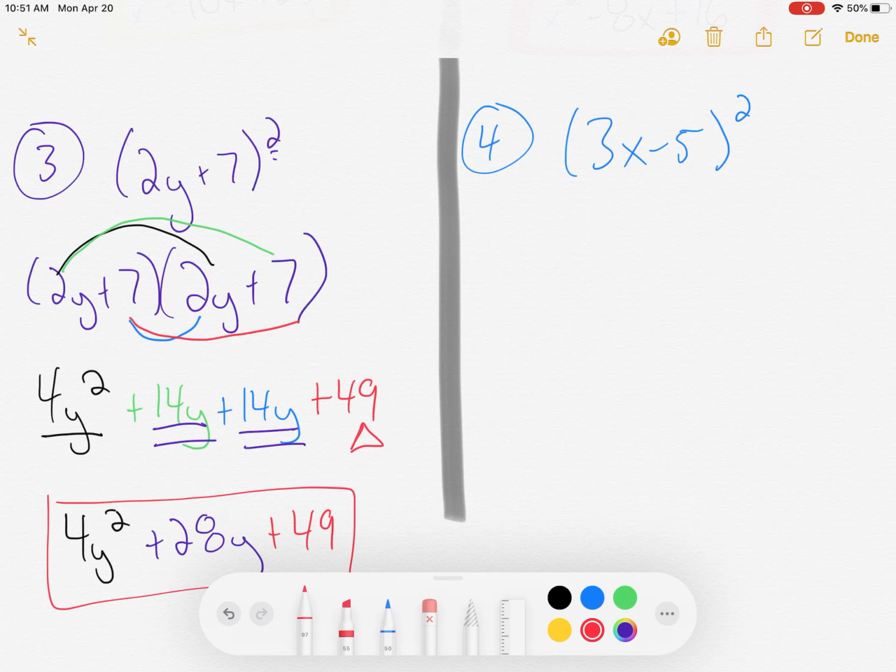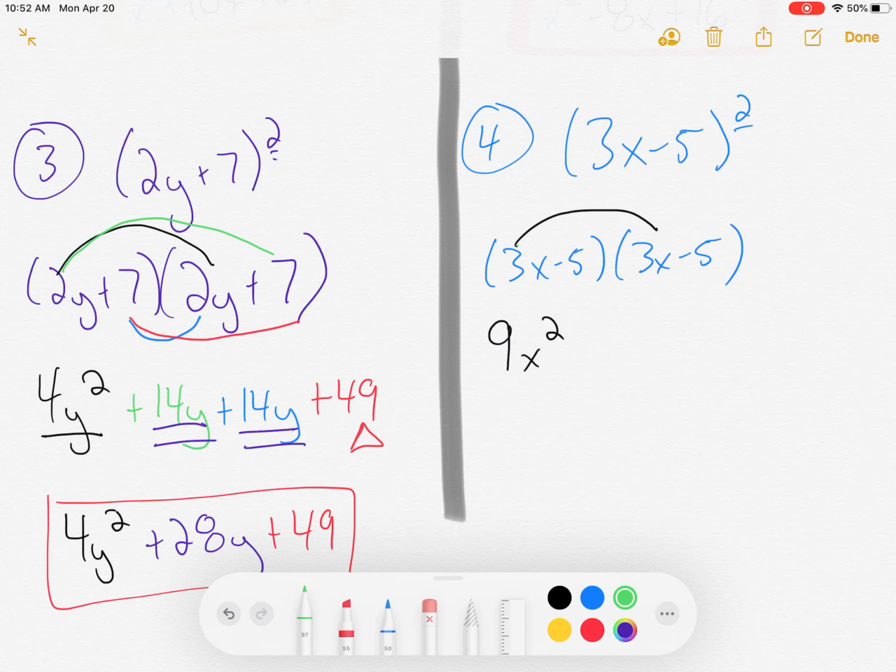Okay, number 4, last one. Again, you should pause the video, try it by yourself, and then go back and check your work. The first and probably most important step is to understand that this square means there are 2 of them. 3x minus 5 times 3x minus 5. And what I need to do is go through and FOIL this puppy out.